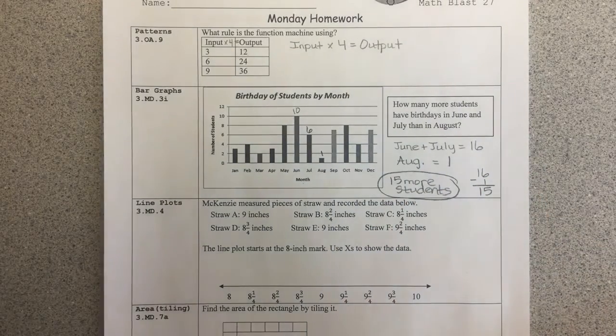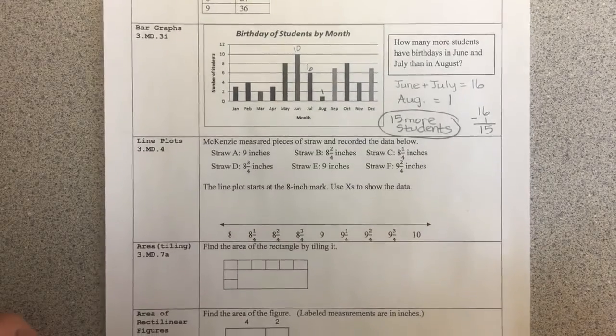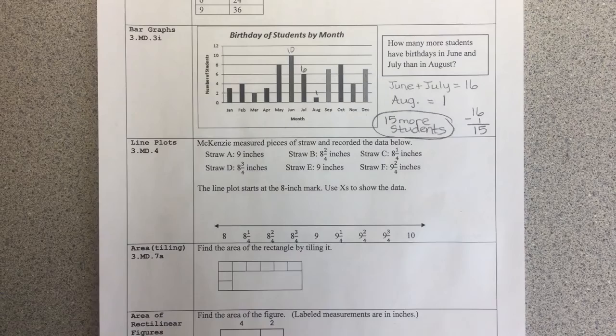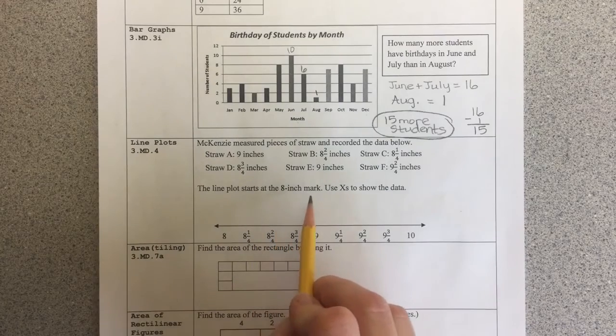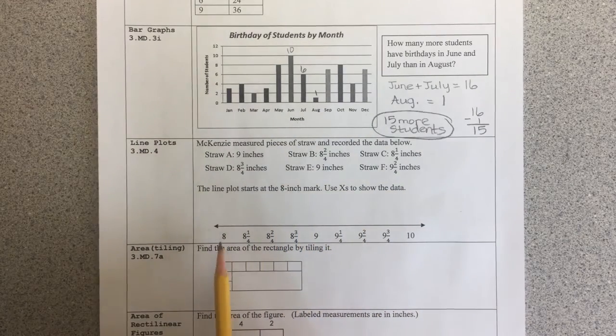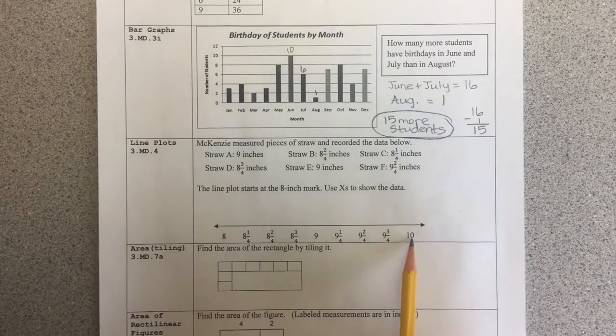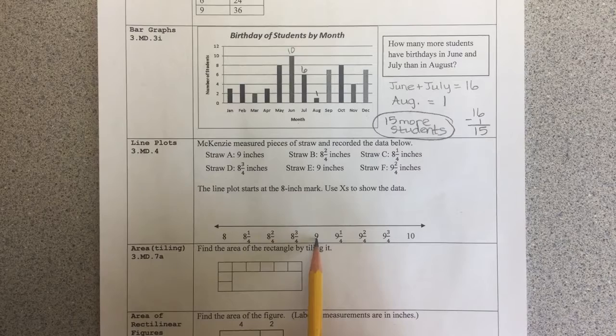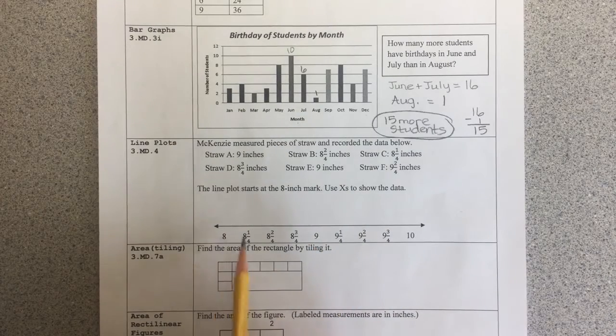Line plots. McKinsey measured pieces of straw and recorded the data below. The line plot starts at the 8-inch mark. Use X's to show the data. Notice the line plot starts at 8 and ends at 10 here. We find 9 right in the middle. And each of the numbers are increasing by a fourth.